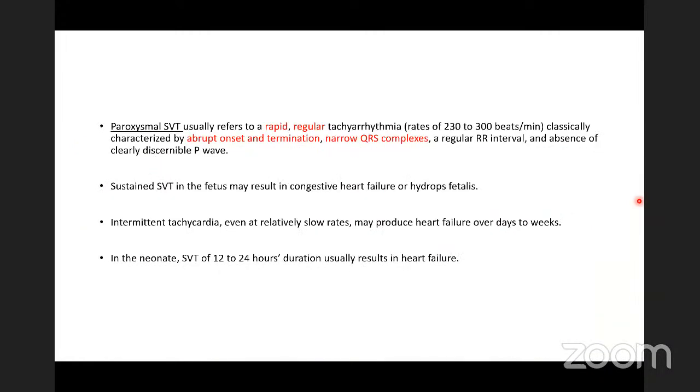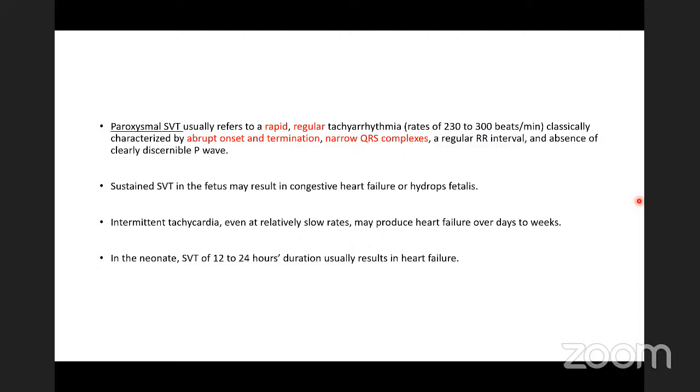So what is paroxysmal SVT? It's usually a rapid, regular tachyarrhythmia. In the neonates, the rates go up to 230, 250, 260, and even up to 300 beats per minute. And what are the characteristics of them? Usually abrupt onset and termination. They have narrow QRS complexes. They have regular R-to-R intervals. And for a non-EP person, there is absence of clearly visible P waves.